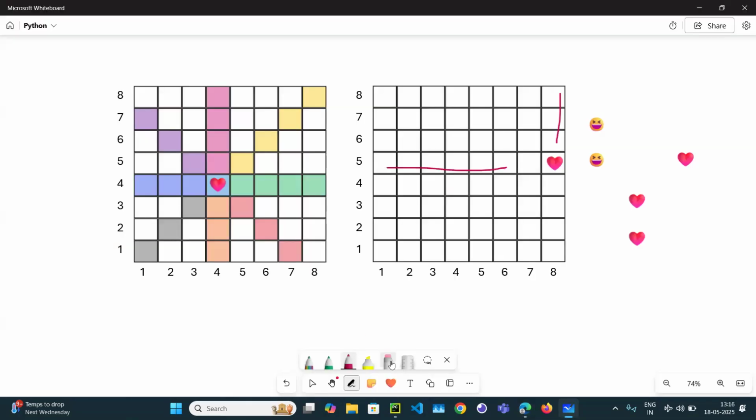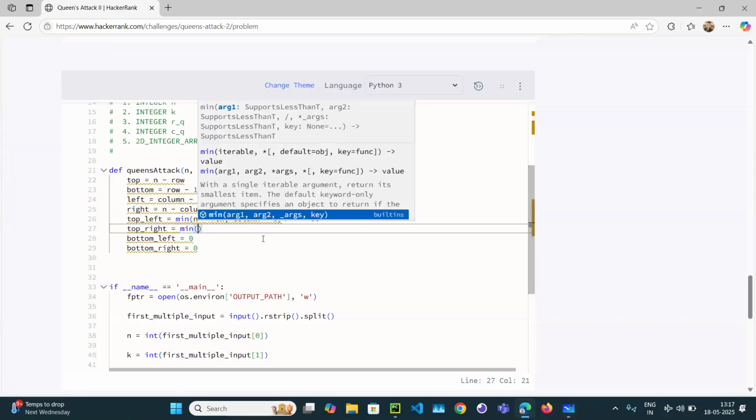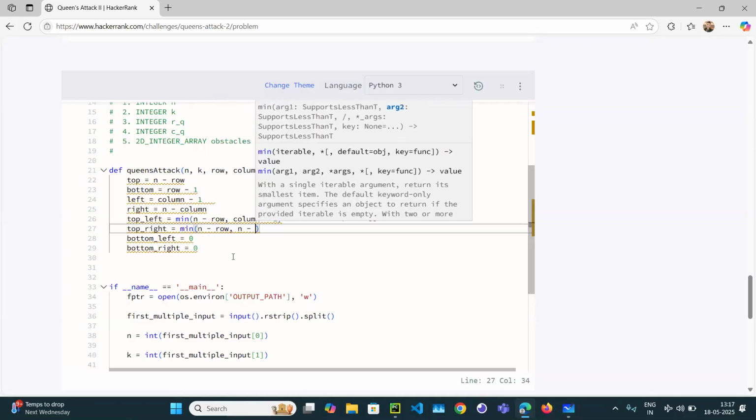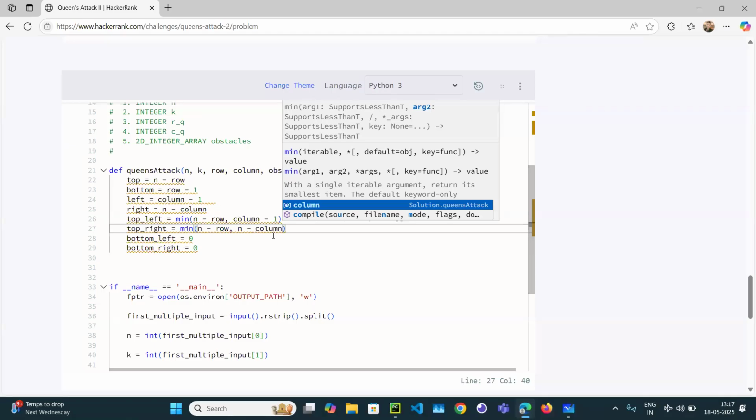Now let's try the next one. So next is top right. Let me put queen here. Queen can go diagonal 1, 2. How are you going to calculate it? Top is 2, right is 1, 2, 3, 4, 5. So it's the same formula coming, minimum of top and minimum of right this time. Minimum of top means n minus row, and right is n minus column.